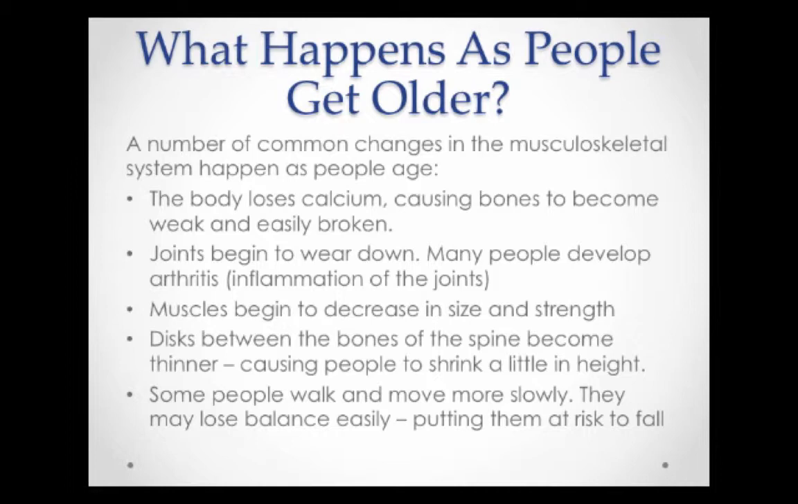With age, some people walk and move more slowly. They may lose their balance more easily, putting them at risk for falls. Getting older doesn't sound much fun, does it? Well, the good news is that all these age-related changes can be slowed down by making these healthy choices: exercising regularly, eating a well-balanced diet, avoiding cigarettes and alcohol, and, for women only, taking a hormone replacement after menopause.